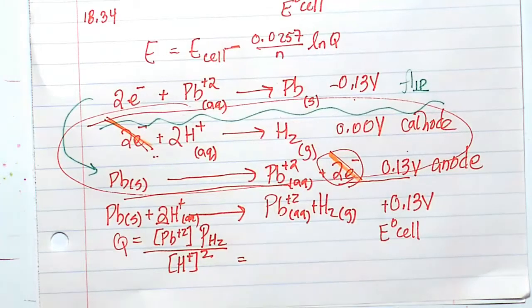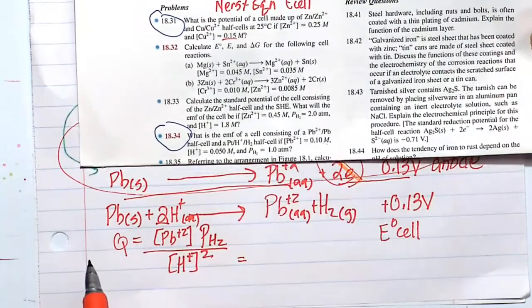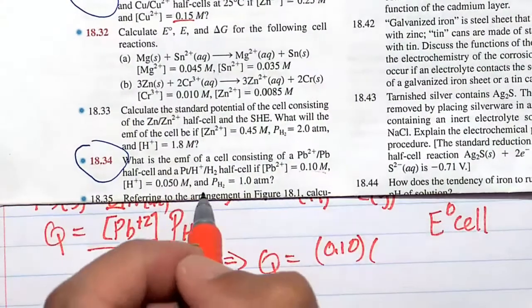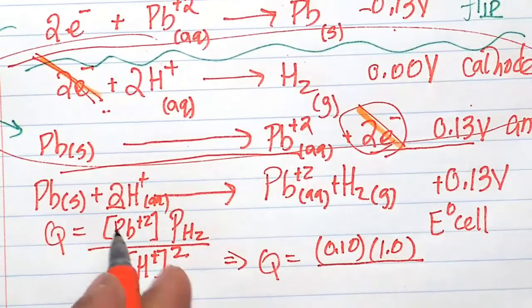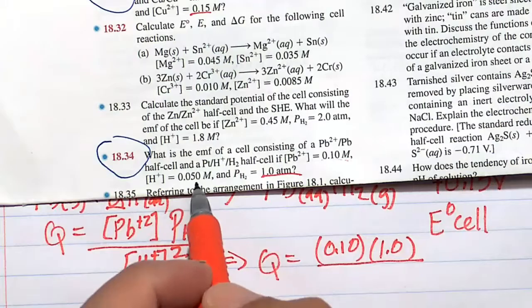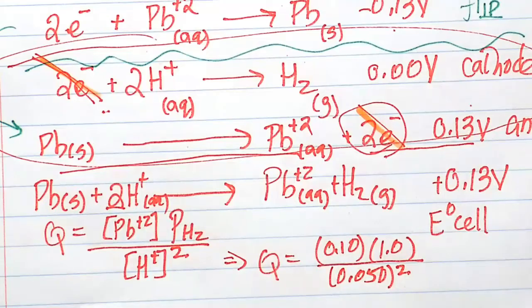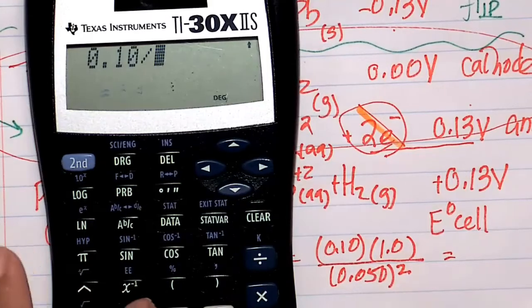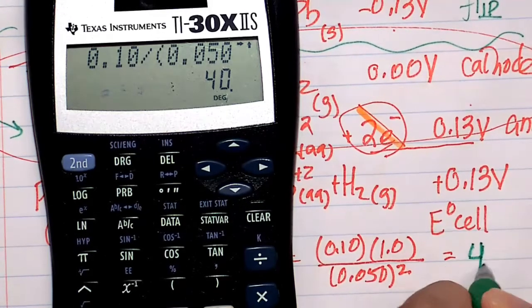All right, so what are our concentrations for this non-standard state problem? Lead 2+ is 0.10 molar. The pressure of hydrogen gas, H2 gas, is 1 atmosphere. I'm not putting units because Q and K are unitless. And H+, the proton, is 0.050, but we have to square it. Don't forget to square it. So let's solve for Q in our calculator. 0.10 times 1 is just 0.10, divided by 0.050 squared, and that's 40. So that's my value of Q.